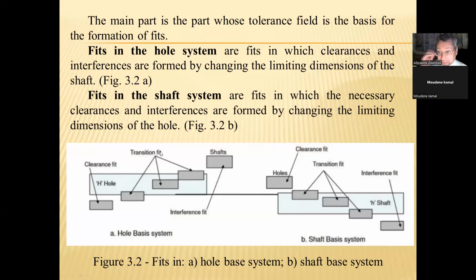So fits in the hole system are fits in which clearances and interferences are formed by changing the limiting dimensions of the shaft. The tolerance field of the hole is constant, and the fundamental deviation of the hole is equal to 0. This is the 0 line.